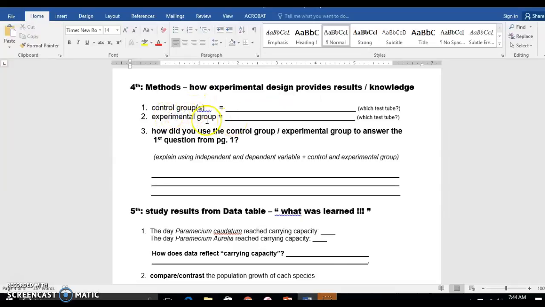And right here, 4 just wants to make sure you understand what your experimental design was. And remember, the experimental group is the group that contains the independent variable. And any test tubes that do not contain the independent variable are not control groups. And really, just down here, it wants you to summarize what you know, as we discussed in the last video.